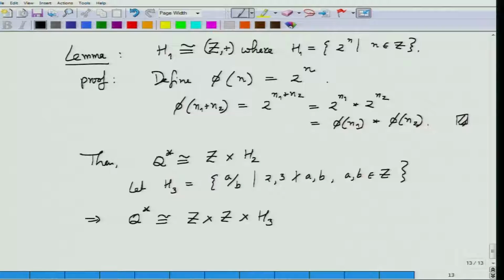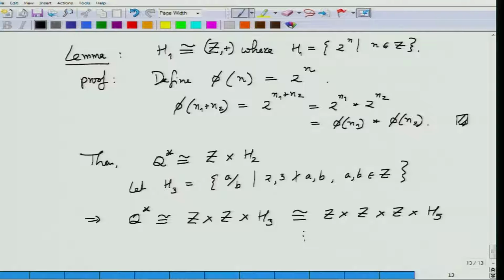And now we can continue this exercise. H3 we can replace by Z cross H5, all powers of 5, all primes. We can just continue with this. So that is an interesting fact, that you can write Q star as copies of Z multiplied with each other.